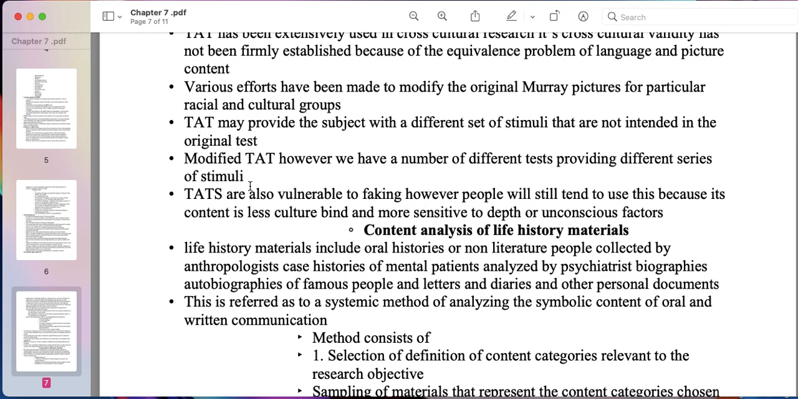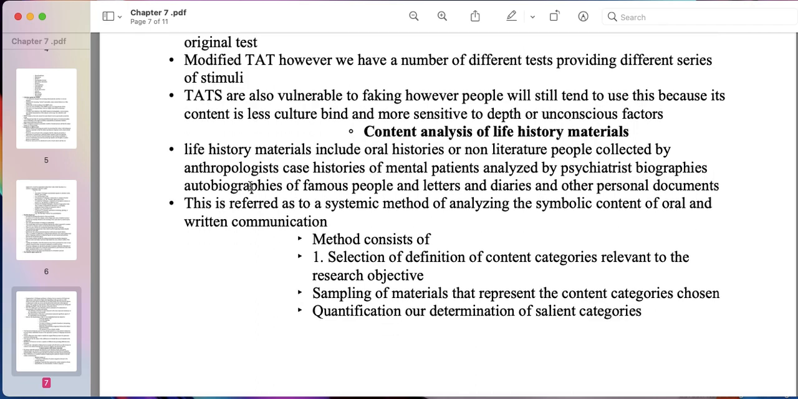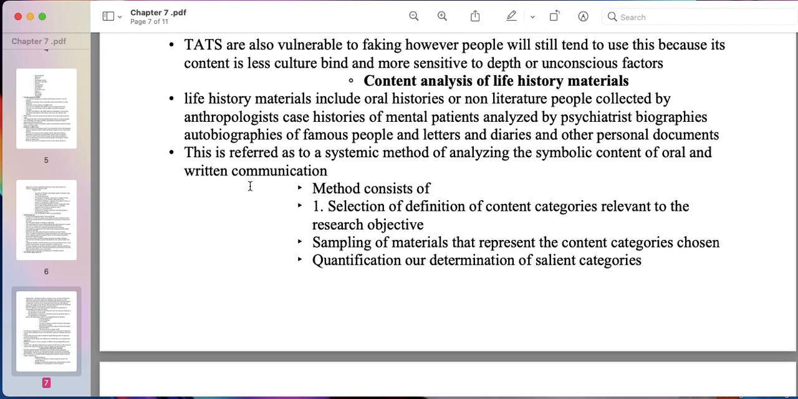Various efforts have been made to modify the original Murray pictures for particular racial and cultural groups. TAT may provide the subjects with a different set of stimuli that are not intended in the original test. Modified TATs, however, have a number of different tests providing different series of stimuli. TAT is also vulnerable to faking. However, people would tend to use this because its content is less culture bound and more sensitive to depth or unconscious factors. So then we move on to content analysis of life history materials.